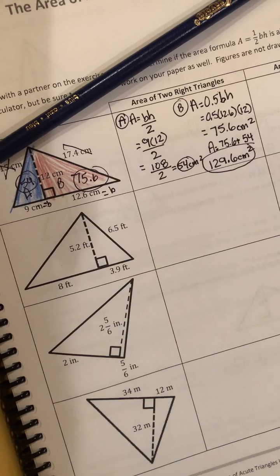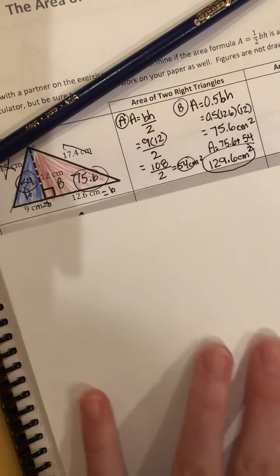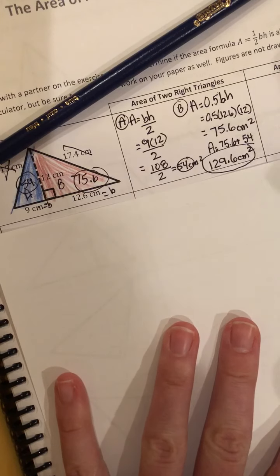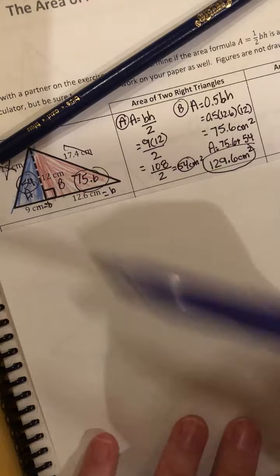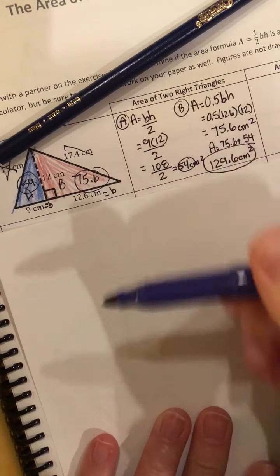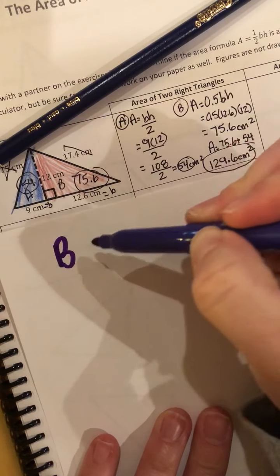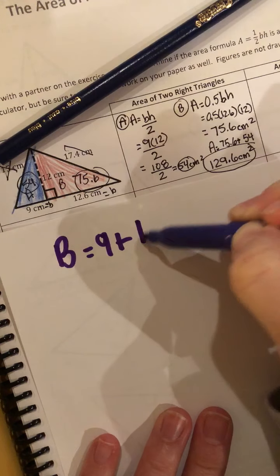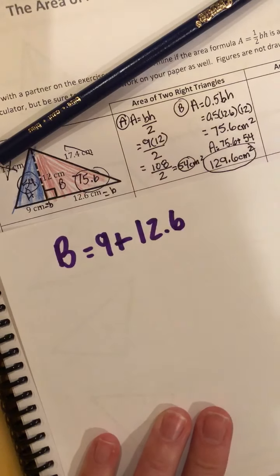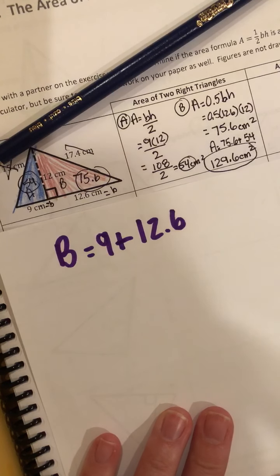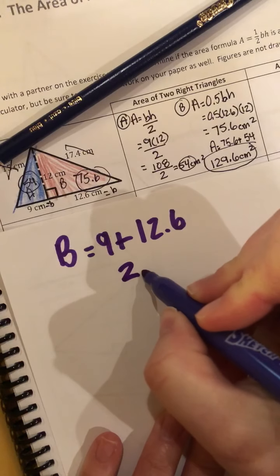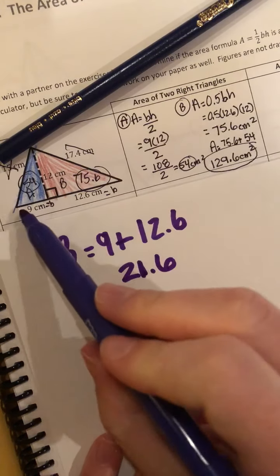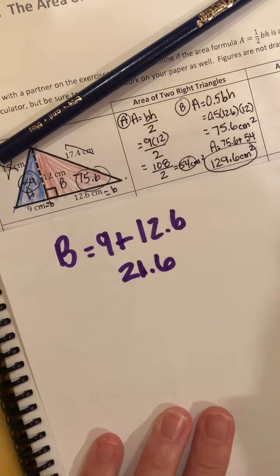So now I'm going to use a separate sheet of paper to show you how I would find the area of the whole entire thing. So I'm going to look at the base of these, and the whole base, I could find it by adding them. So 9 plus 12.6. 12.6 plus 9 is going to give me 21.6. So I added the base to find the whole entire triangle.